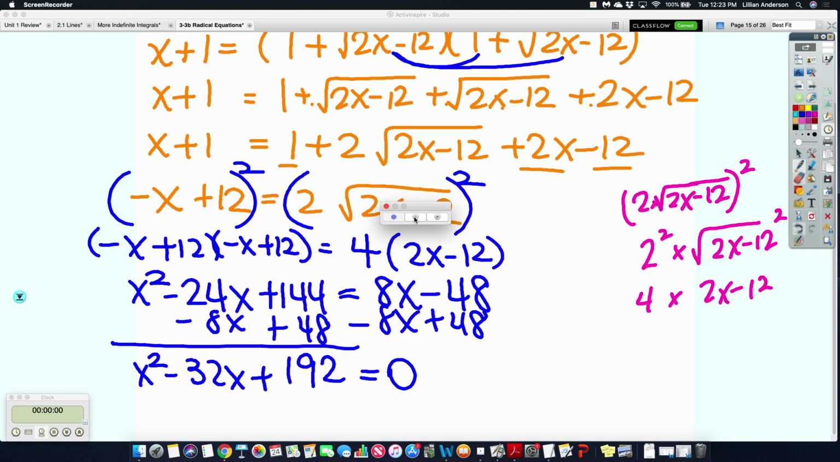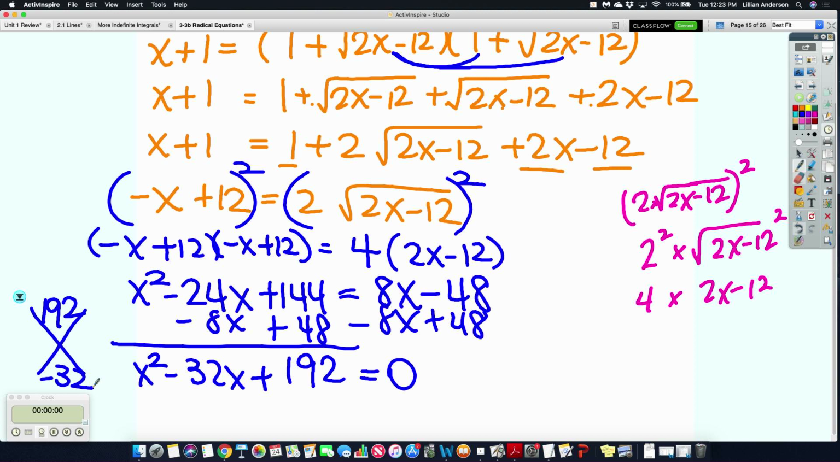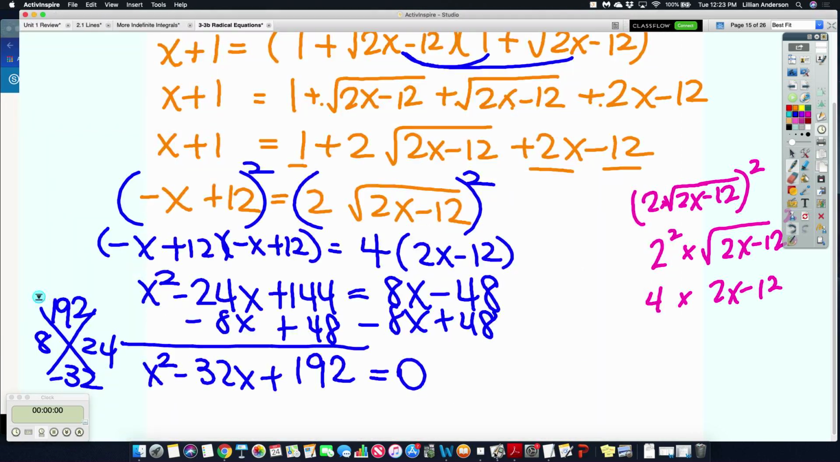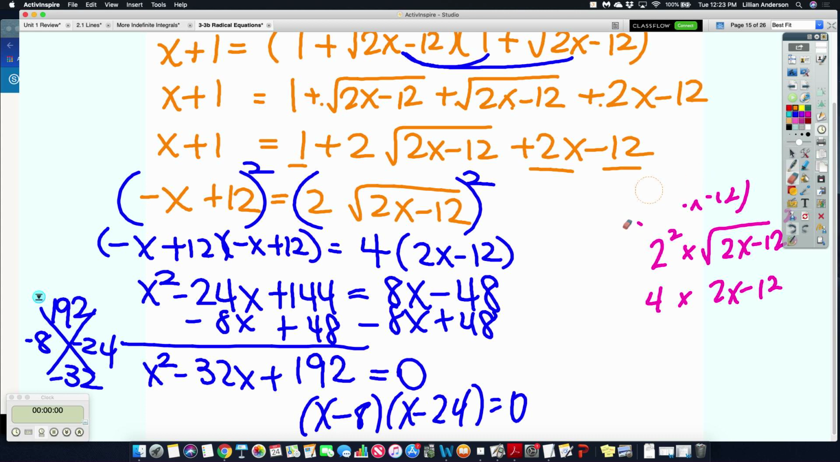Factor this. So you have 192 and negative 32. Your two numbers are 8 and 24. In order for them to give you a positive 192 and a negative 32, they both have to be negative. So that way you get a positive when you multiply them. So that's x minus 8 and x minus 24. So x equals 8 and x equals 24.